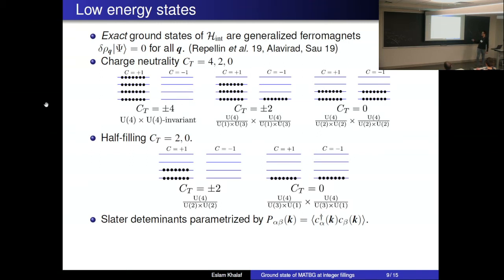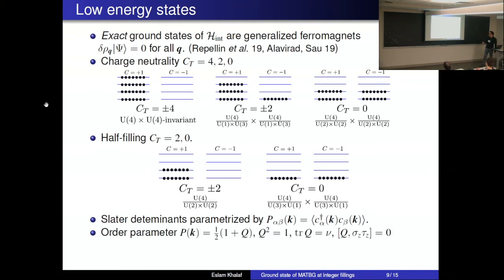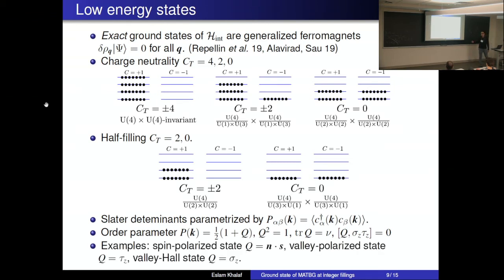For later notation, in order to parameterize these manifolds, we notice that these are all Slater determinant states, so they can be described in terms of some density matrix P, that's just the expectation value of Fermi bilinears, and this density matrix can be written in terms of a matrix order parameter. It's a matrix that squares to 1, has the trace that's related to the filling, and in order for this matrix to minimize the interaction, the condition to be a generalized ferromagnet is that this matrix has to commute with sigma z tau z. So for example, if we want a spin polarized state, this is given by choosing the direction of the spin quantization times the spin Pauli matrices.